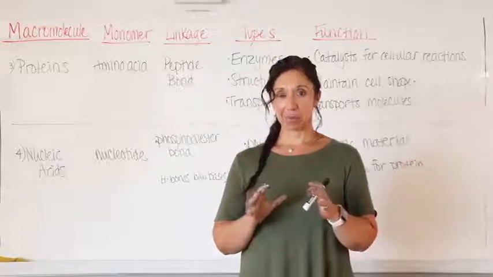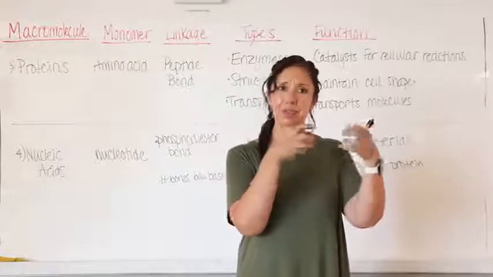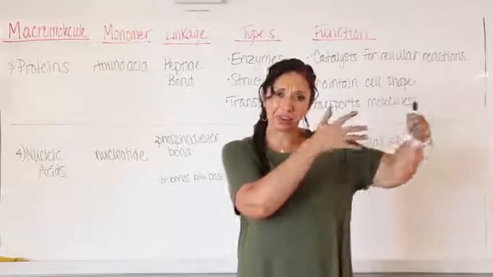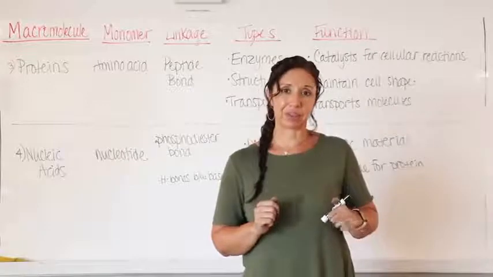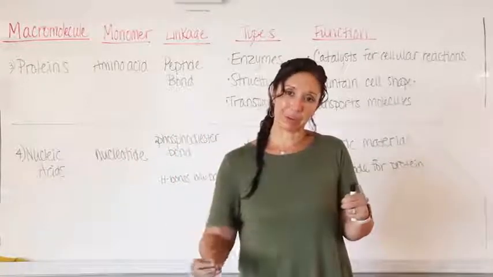So I'm hoping that helps put in perspective. Here's your macromolecule, here's your monomer, here's the linkage between them, and here are the different types that you can have within them. So you could have them all on one sheet, and then you could go back into your notes and study them in more detail.